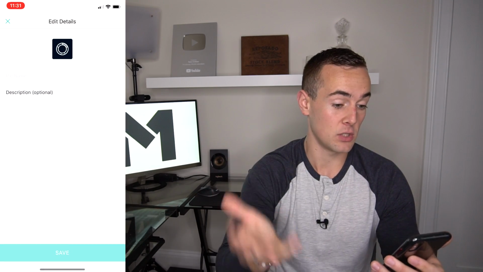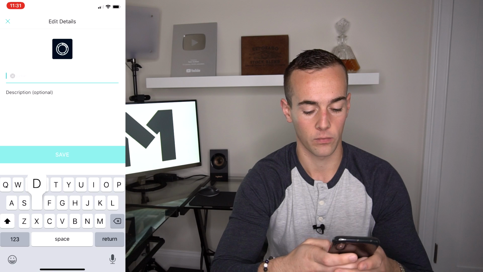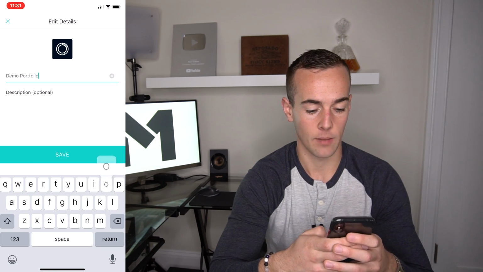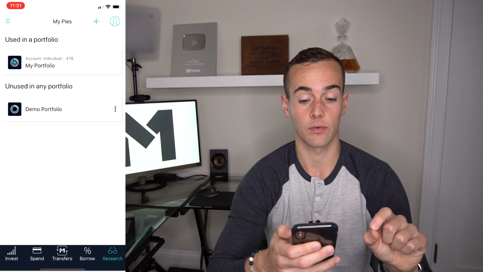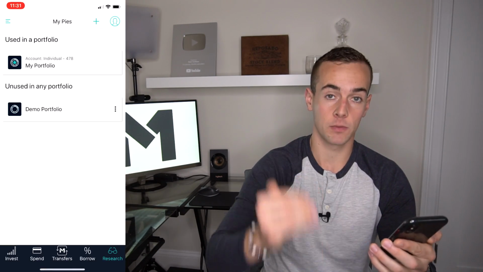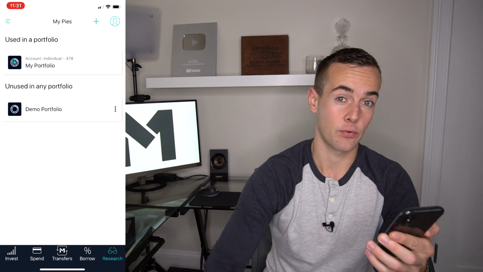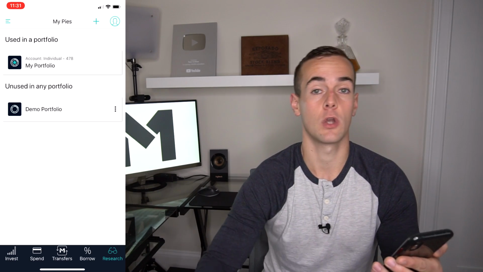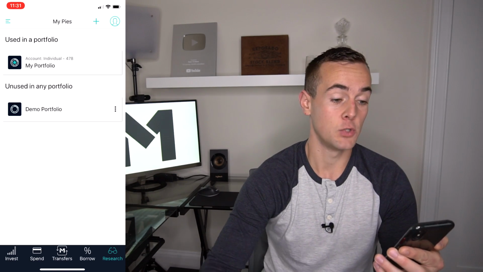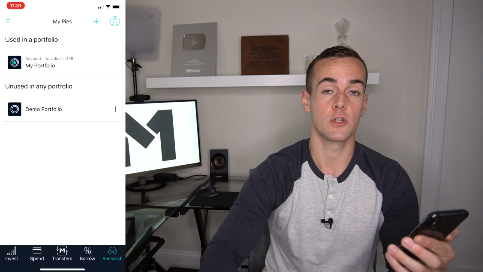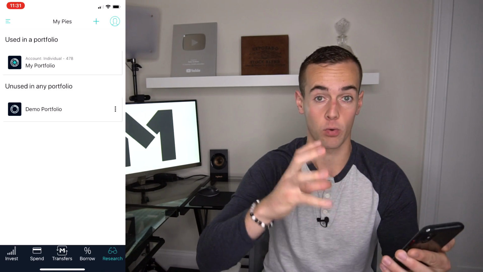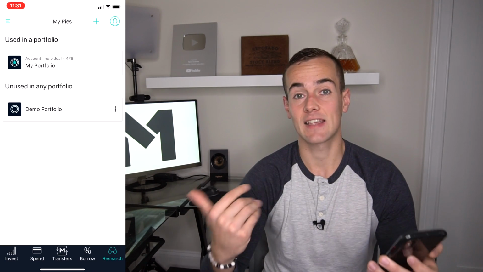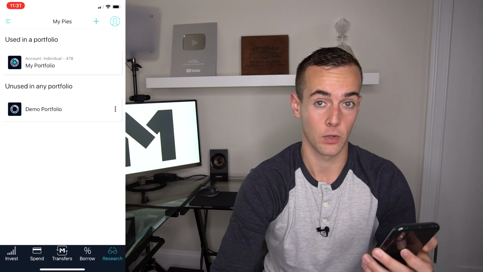I'm not going to personally use it, and we'll just go ahead and name this the demo portfolio, just so you guys can see the functionality and how this works setting it up. And the other thing that's really great about M1 Finance is you can create multiple different portfolios and even track that progress. So if you wanted to make like a dividend-oriented portfolio or a growth-oriented portfolio, you could invest in both of them, or you could just use it to benchmark these stocks or this portfolio and see what the performance is like.